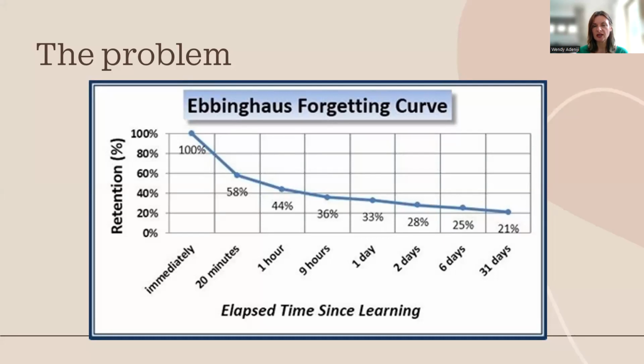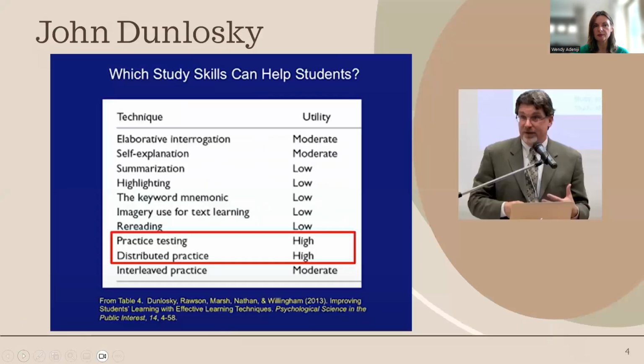We looked first of all at the problem, which is the forgetting curve, the fact that everybody forgets what they've learned very quickly. So even just after an hour, we forget 56%, we retain 44%. After a week, we only retain about 25% of what we've learned. So it's not because we're bad teachers, it's just the way that the human brain works.